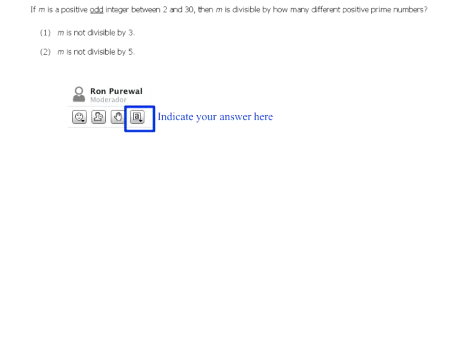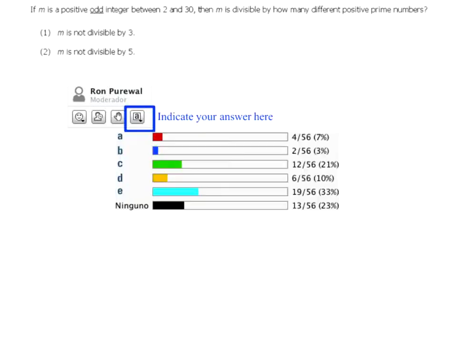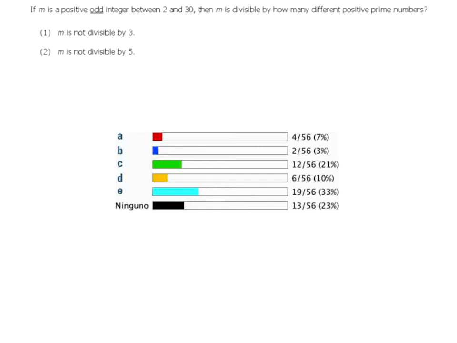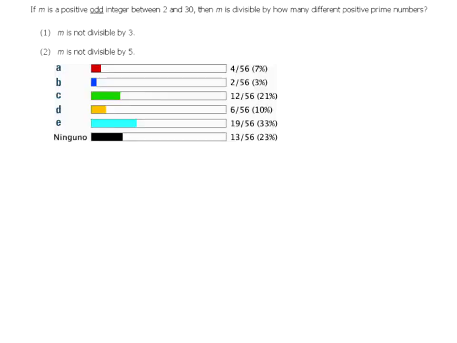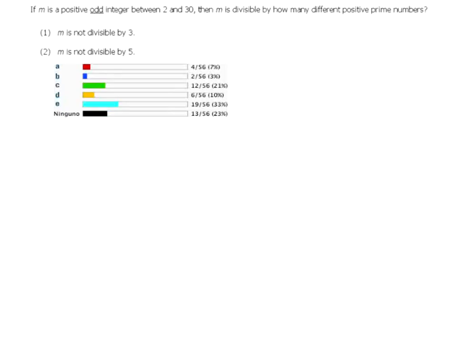All right, let's chat about this here. Here are your responses. So it looks like we have a lot of C's and E's and then fewer of the other choices. But let's take a look. So remember what's going on here. M is a positive odd integer. Then M is divisible by how many positive prime numbers.